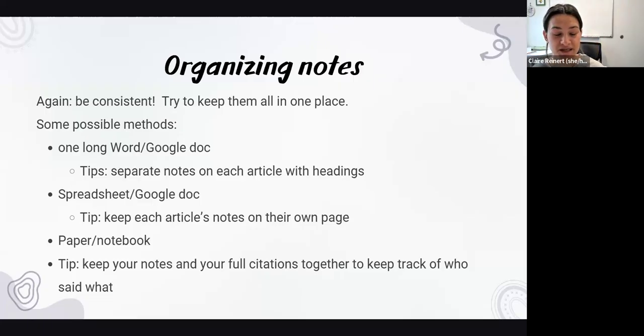Tip finally is to keep your notes and your full citations together to keep track of who said what. So it's no use if you have notes, but you can't trace it back to the actual article that you were talking about. Because remember, anytime you refer to someone else's ideas, in a paper or in any kind of assignment, you've got to cite it. So it makes it so much easier when your notes themselves are keeping track of who said what.